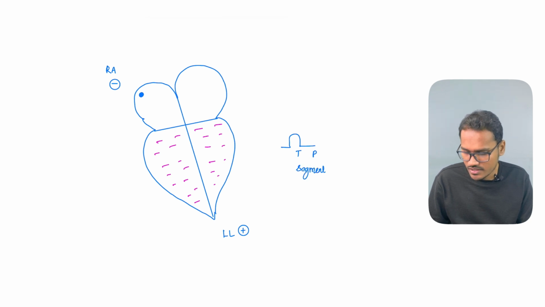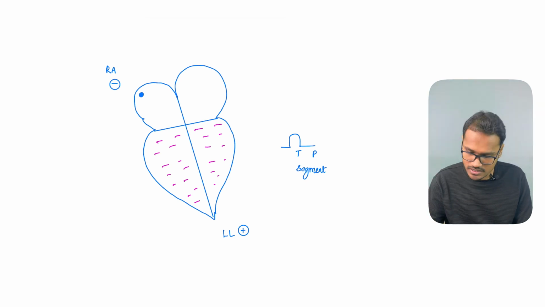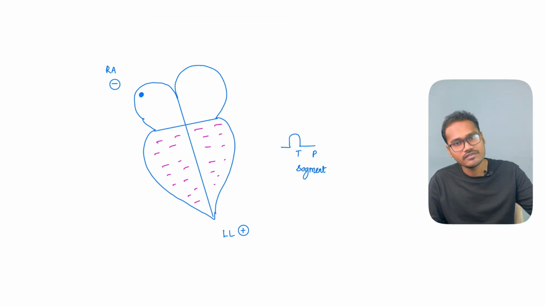Many of them forgot to mention this TP segment. Why? Because this TP segment precedes the next P wave. So after this TP segment, what is going to happen? Now ventricular activity is completely gone.